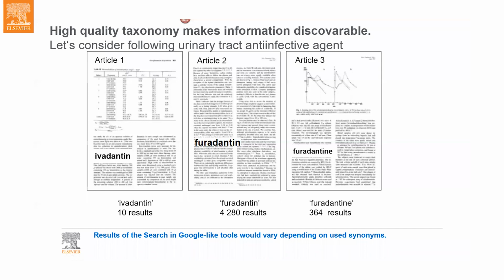Also, it's important to mention that Embase has very nice indexing, and to understand the value of indexing, let's compare several searches which you can do, for example, in Google. If you search in Google for ivadatin, you will get 10 results. For furadatin, you will get 4,000 results, and furadatin with E, you will get several hundred results. If you check it right now, maybe the exact numbers would be a little bit different, because this slide was prepared a couple of years ago, but the approach in general would be the same.